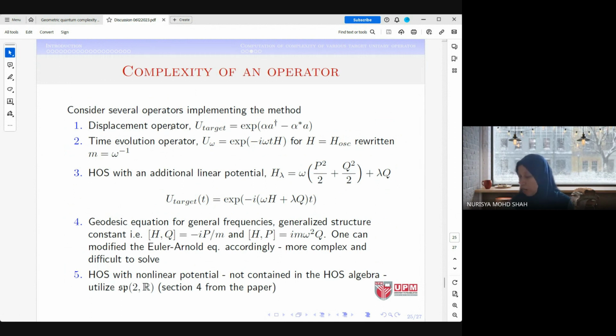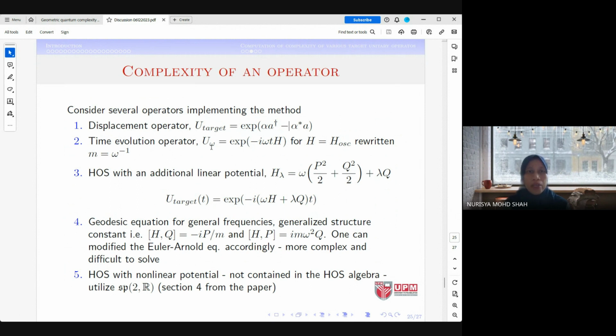So the second part is looking at the complexity of an operator. Actually, they produce several. The first one, the author discussed on the displacement operator, for which the U target you need to make this transformation from the target state to reference states is given by this form. The second one is the time evolution operator.